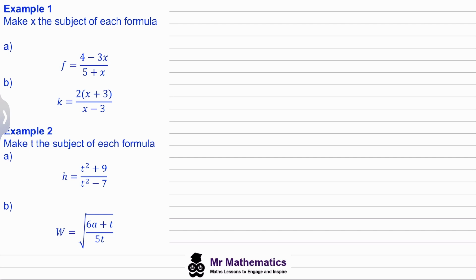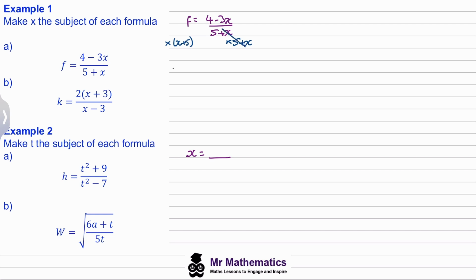So in example 1, we've been asked to make x the subject of each of these formulae. So to make x the subject of this formula, we need to write x on its own. So we'll have x is equal to something. So the first thing we need to do is move this division of x plus 5 to the left-hand side. And we can do this by multiplying both sides by x plus 5. Because what will happen is that this division and multiplication will cancel.